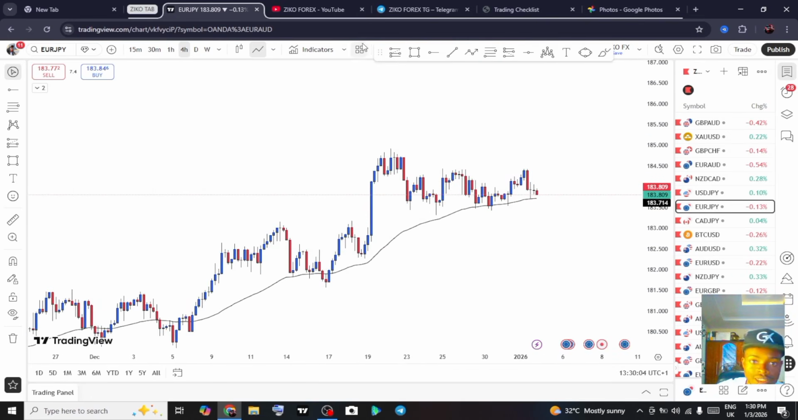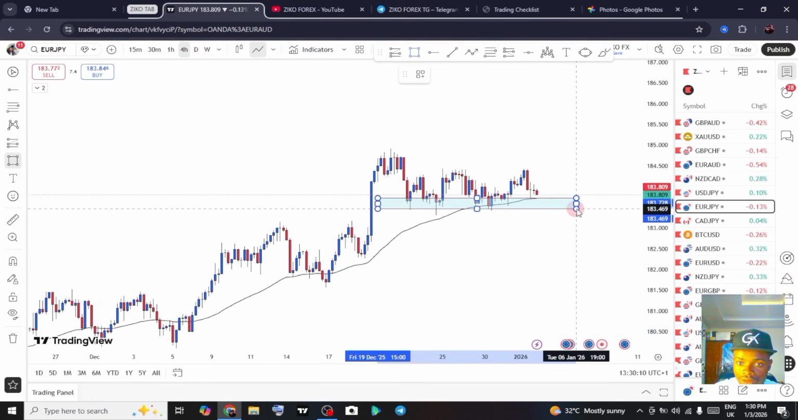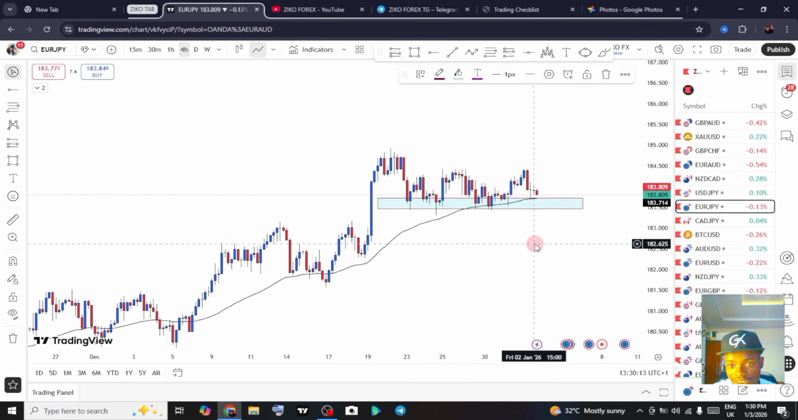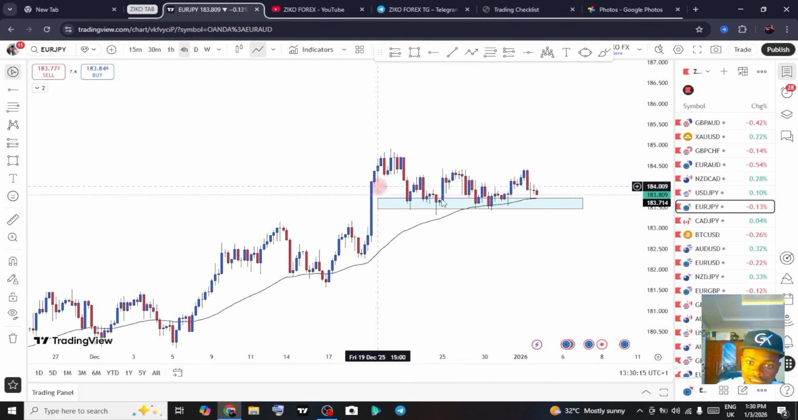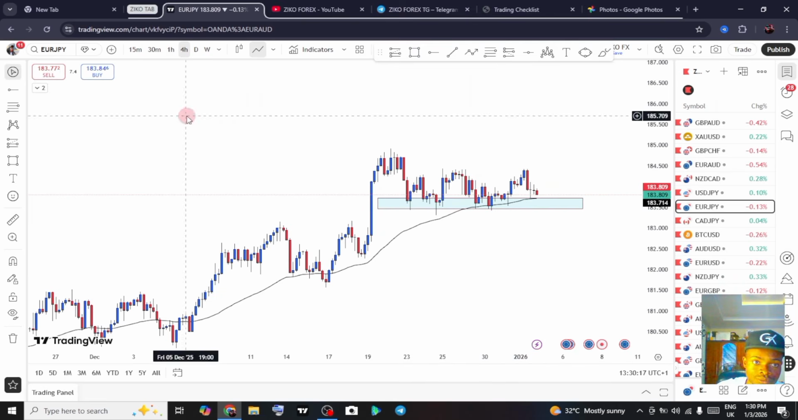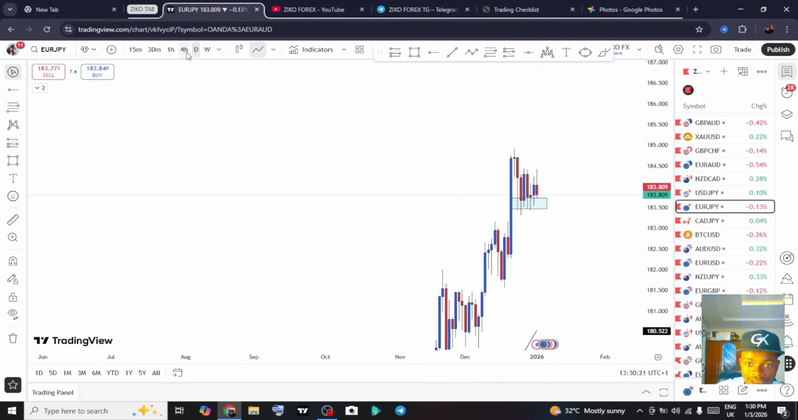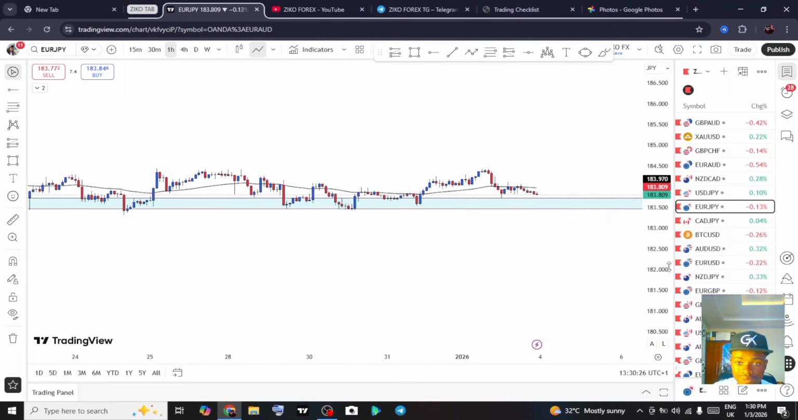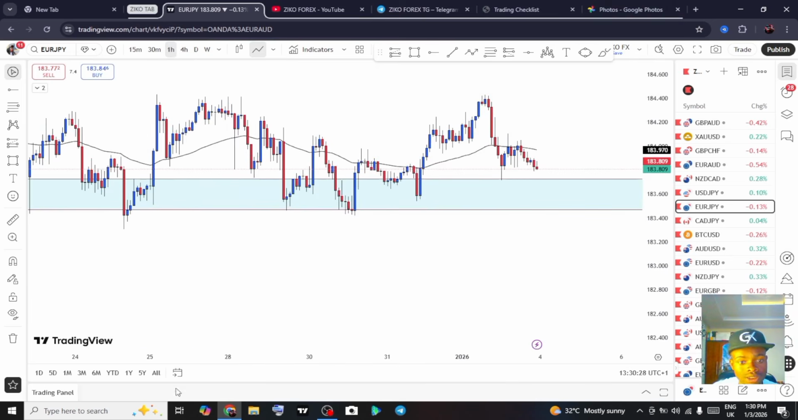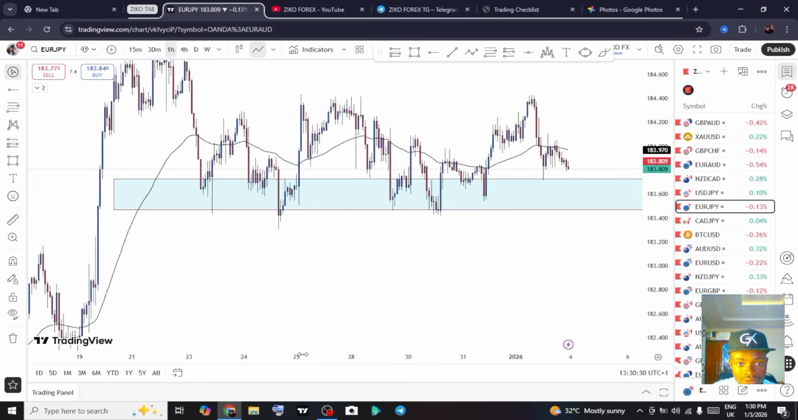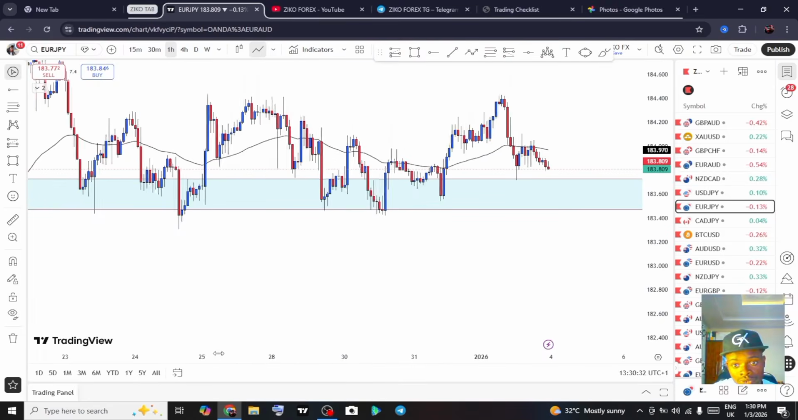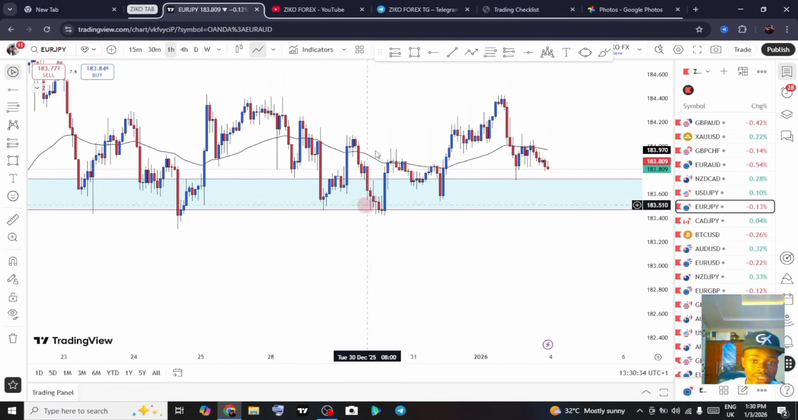We can only find a support area right here, and this is also a 4 hour support area, right? From this area, it seems like price has rejected this area multiple times, and it has failed to break this area severally. Daily time frame, same thing, that same area. So this particular one is also a weak area of interest.